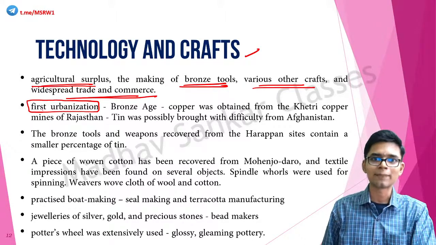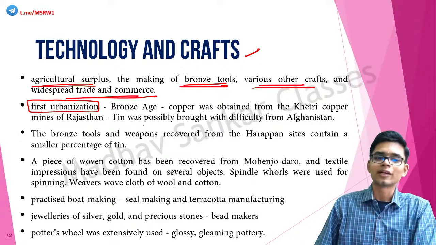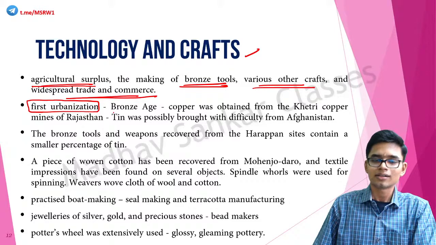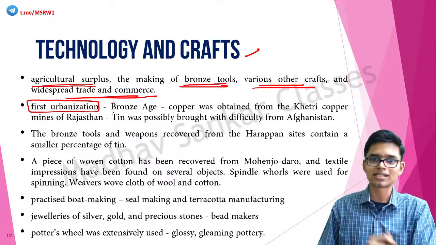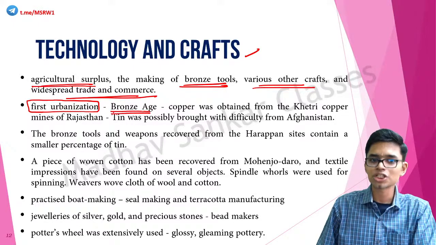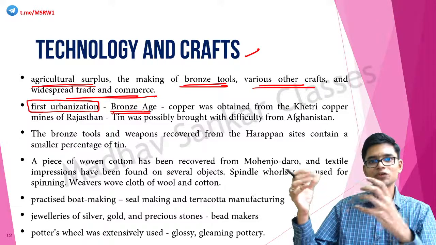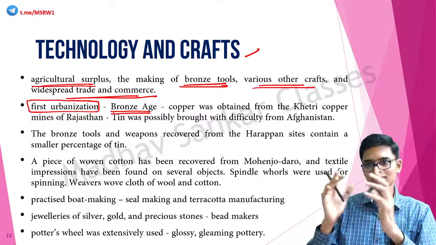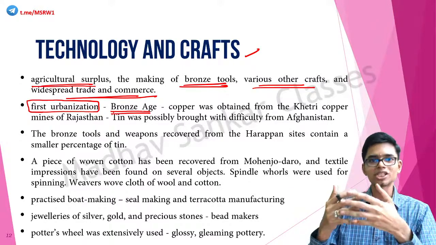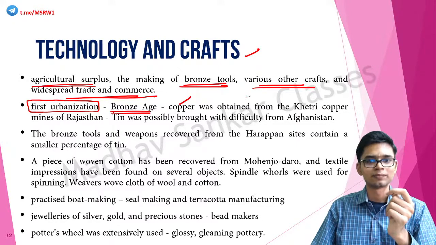The second one happens during the time of Mauryas. Anyway, this is the first urbanization in the Indian subcontinent. This happened in the Bronze Age, which we have already told. So bronze is a metal that is a combination of two other metals. One is copper and the other is tin.